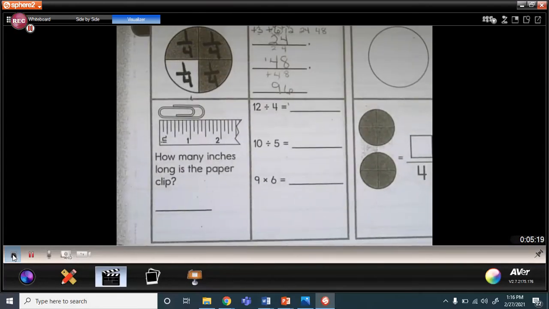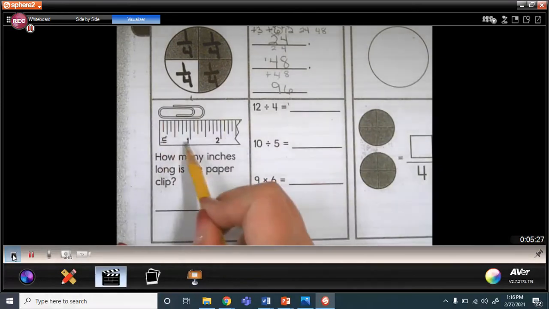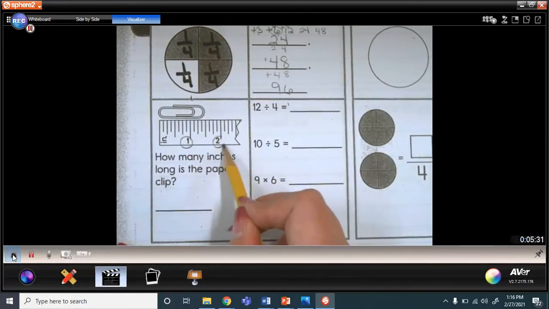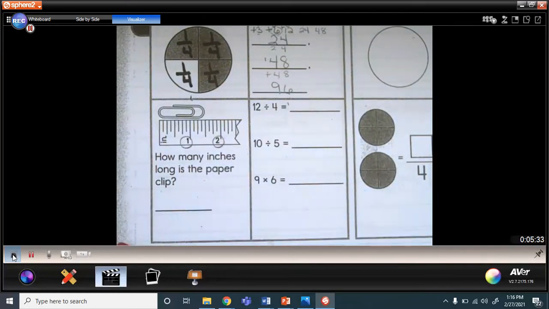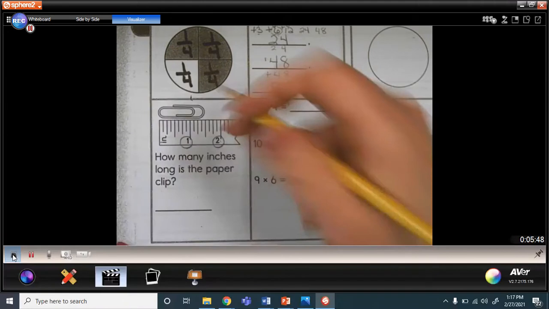All right, let's take a look at the paper clip. The question says, how many inches long is the paper clip? Well, you can see that it's in between whole inches. It's in between the 1 and the 2. So this tells us it's not exactly 1 inch and it's not exactly 2. It's in between whole numbers. And what happens when we're in between whole numbers? We are working with fractions. Right, we're working with fractions.